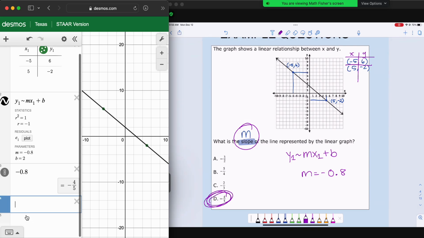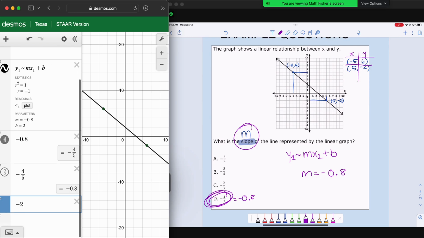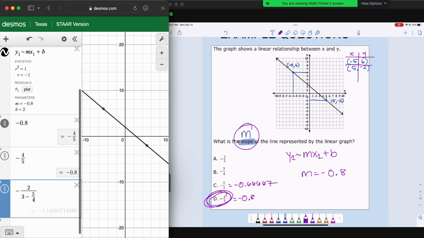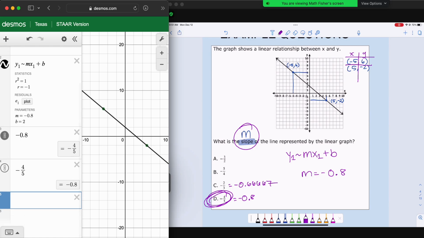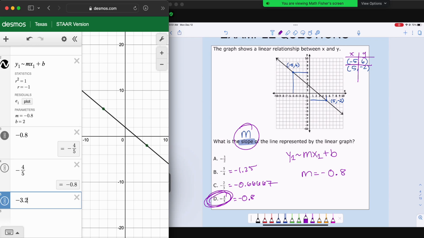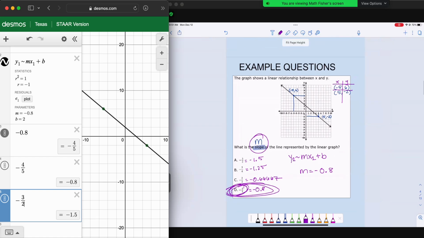Or you could always put in each fraction and change it to a decimal. That's fine too. I like to do it the other way because it's a little bit easier. If it doesn't work that way, this is the best way. Negative 5 divided by 4. Negative 3 divided by 2. So we can see, even if we do it the other way, we still get the same answer, which is D.